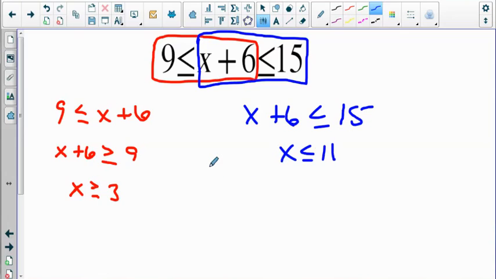Okay, can you be bigger than 3 and smaller than 11? You sure can. There's a lot of numbers bigger than 3 and smaller than 11. So this is an and. If it's an and, both of my inequalities point left. I'm not going to worry about the or equals to right now.